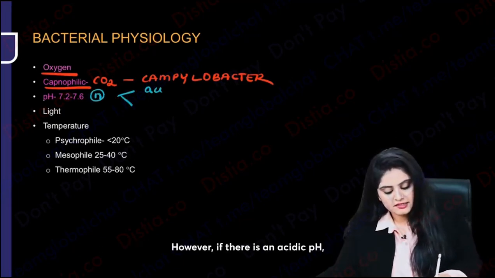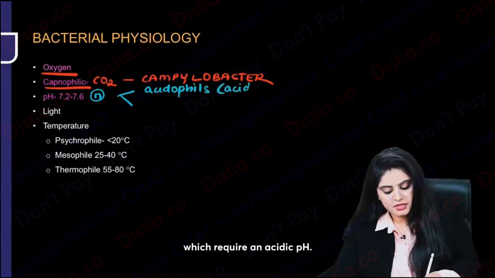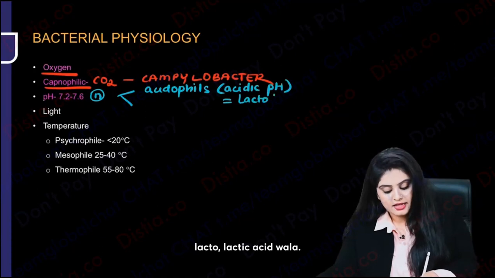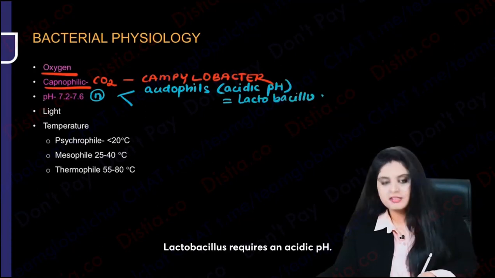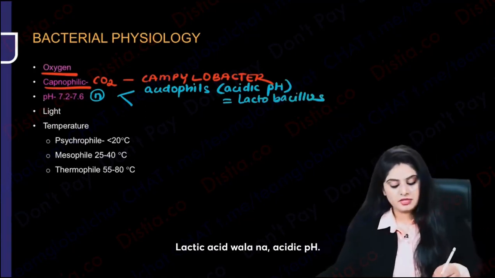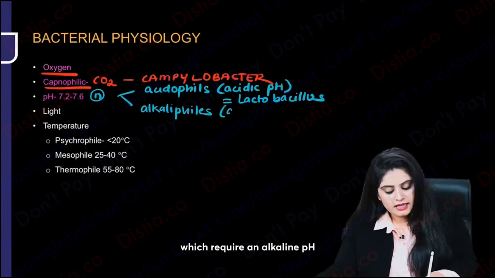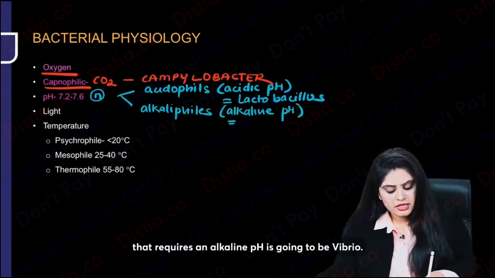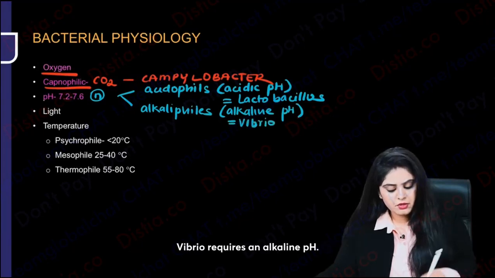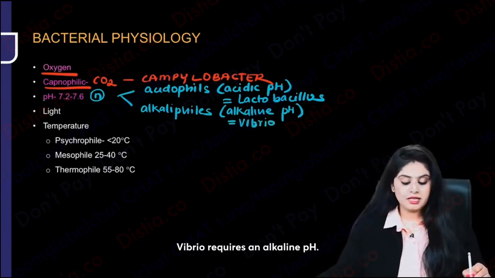If there is an acidic pH, you call them acidophiles, which require an acidic pH. Obviously the name tells me: Lactobacillus, the lactic acid one, requires an acidic pH. Similarly, there is something known as alkaliphiles, which require an alkaline pH, and one very famous organism that requires an alkaline pH is Vibrio. Vibrio requires an alkaline pH, very important.